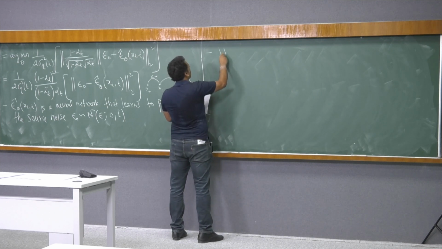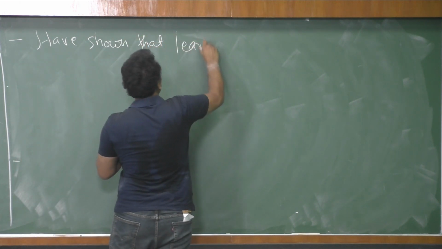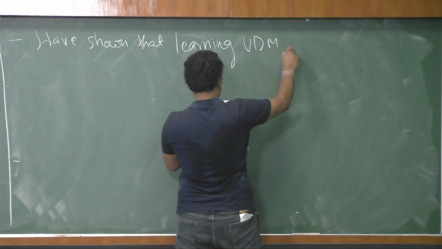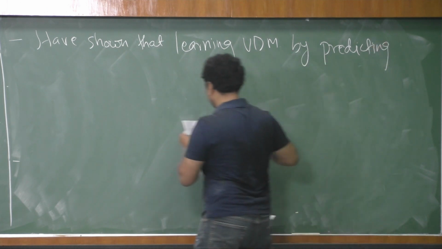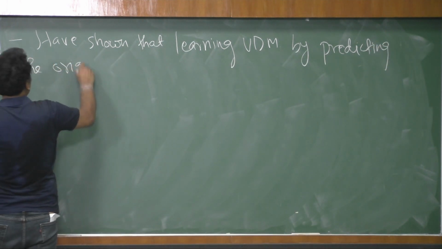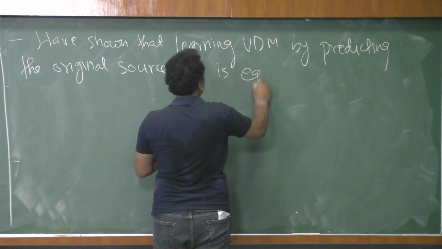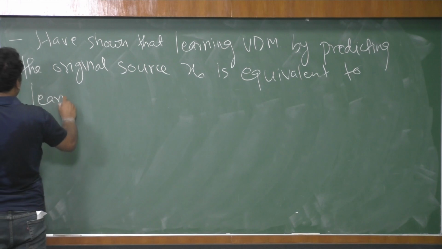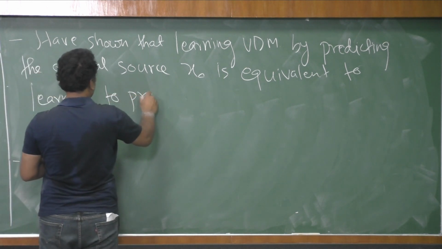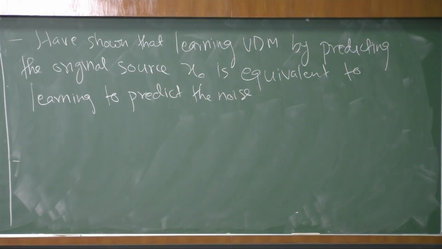So we have shown that learning VDM by predicting the original source image x naught is equivalent to learning to predict the noise. And empirically, people have found that learning to predict the noise gave better results.